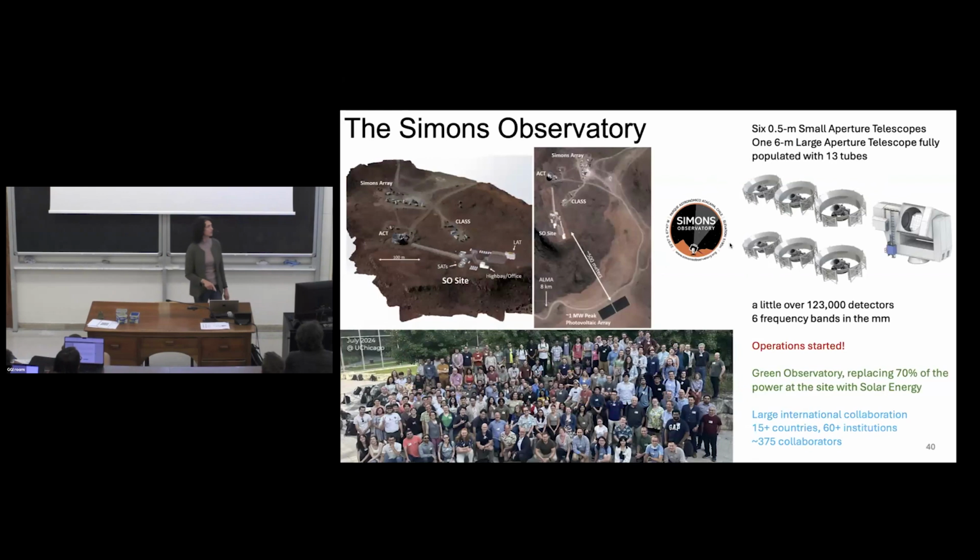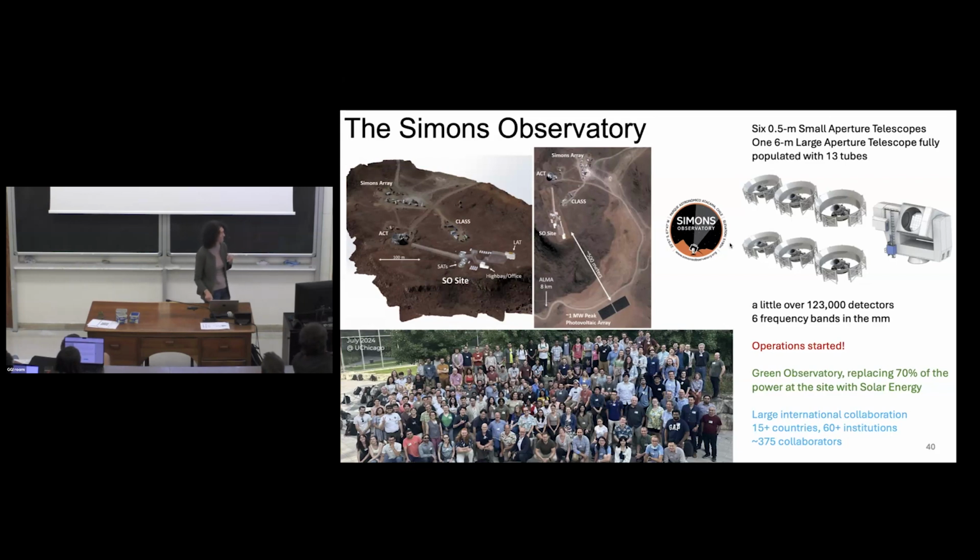Then after that, I want to mention the main project that is happening from the Atacama Desert. So the Simons Observatory is, well, we used to say the next ground-based project, but it's really the new current ground-based project that is taking place in the Atacama. It's an array of 7 telescopes which will host a little over 123,000 detectors when they're all fully operative, observing in 6 frequency bands with operations now started.